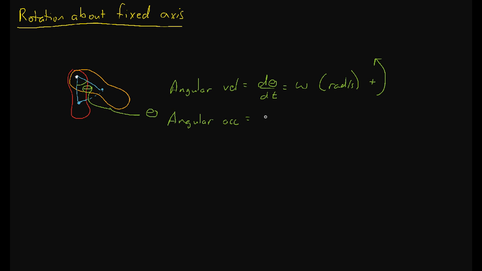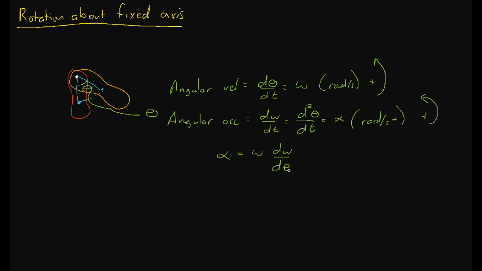Next, we're going to look at angular acceleration. So now we're just going to take the derivative of angular velocity, and we're going to end up with the second derivative of theta. It's alpha is what we're going to call it. And this is just the angular acceleration, and it's measured in radians per second squared. And again, we're going to call counterclockwise positive.